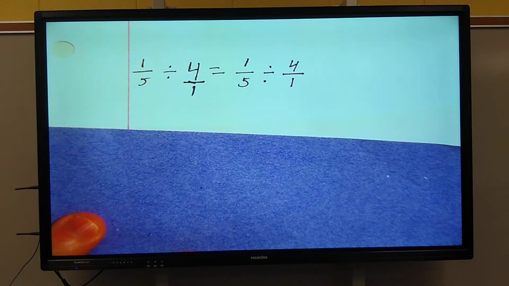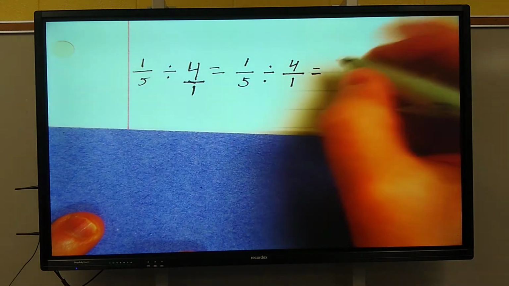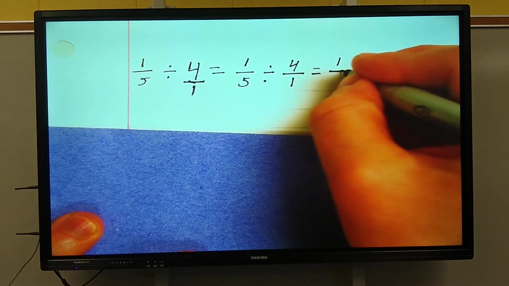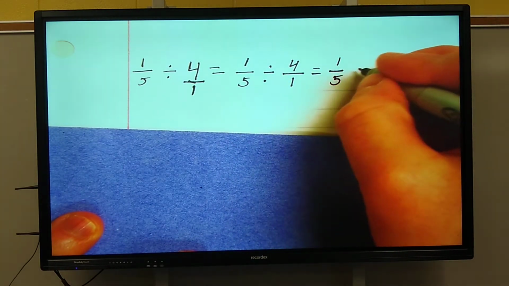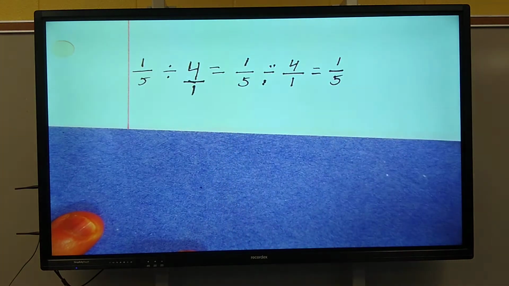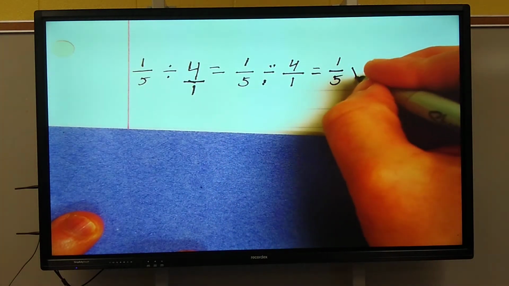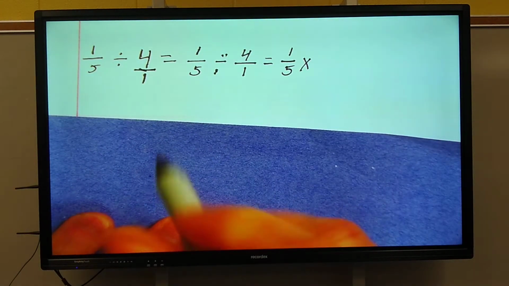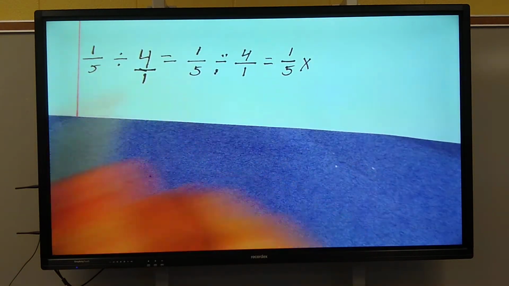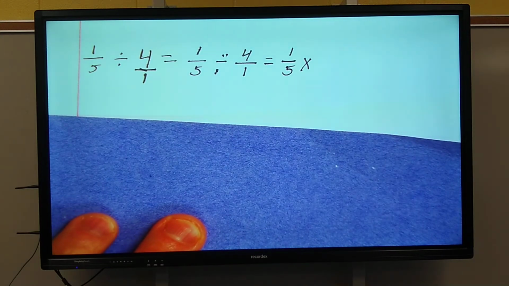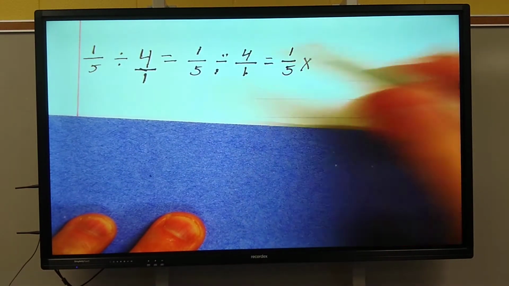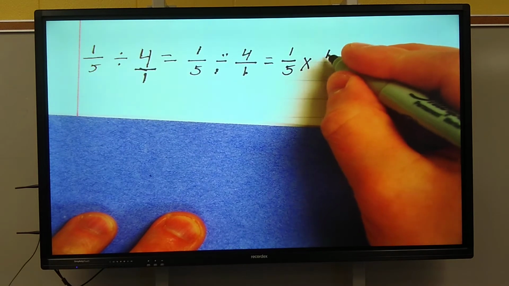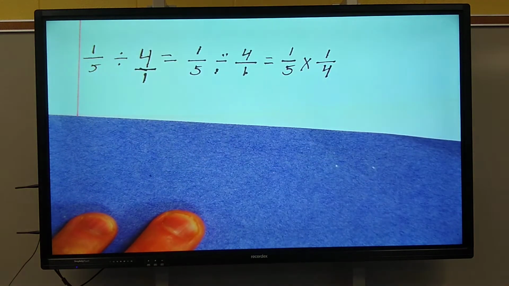Now, just like when you divided fractions, you will change the division symbol into multiplication, and then you will find the reciprocal of your divisor. So 4 over 1 becomes 1/4. And now you just multiply straight across.